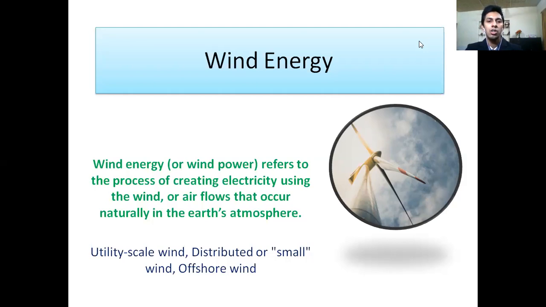And the third one is offshore wind: wind turbines that are erected in large bodies of water, usually on the continental shelf. Offshore wind turbines are larger than land-based turbines and can generate more power.